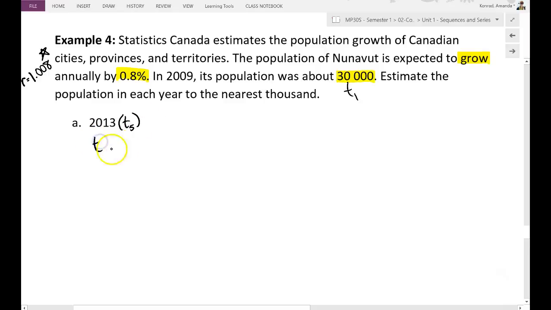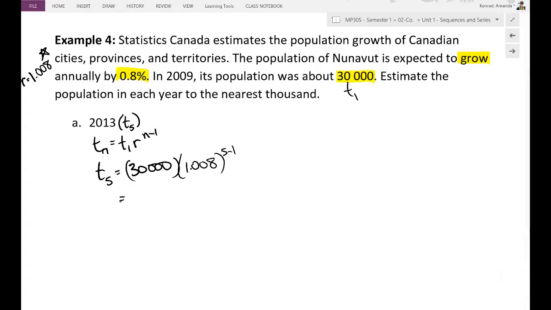From here, we fill in our equation. Term n equals term 1 multiplied by r to the power of n minus 1. So in this case, it's going to be term 5 equals 30,000 multiplied by 1.008 to the power of 5 minus 1. Now, I'm just going to plug this all into my calculator because it can be entered all as one long chain. So 30,000 multiplied by 1.008 to the power of 4.